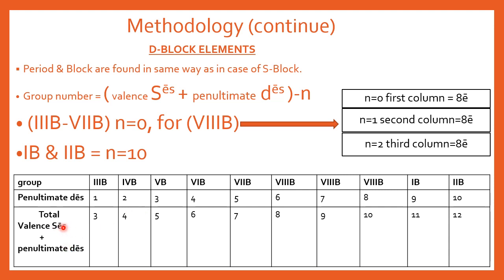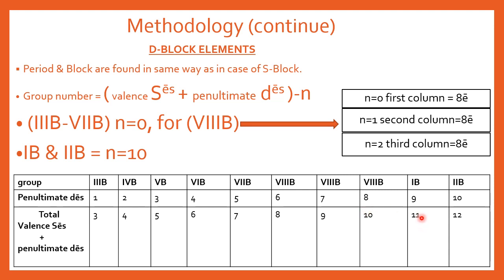There is another way, that is total valence electrons plus penultimate d electrons. This is also a way you can find the group number. If you find 3 total electrons present in the valence s orbital and penultimate d orbitals, then that is group number 3rd B. Then you will find 4 electrons for the 4th B, 5 electrons for the 5th B, 6 electrons for the 6th B, 7 electrons for the 7th B, 8 electrons for the 8th B, 9 electrons for the 8th B, 10 electrons for the 8th B. So one thing is important: when you find a total sum of 8, 9 and 10, in all these 3 cases you have the same group, that is group 8B.